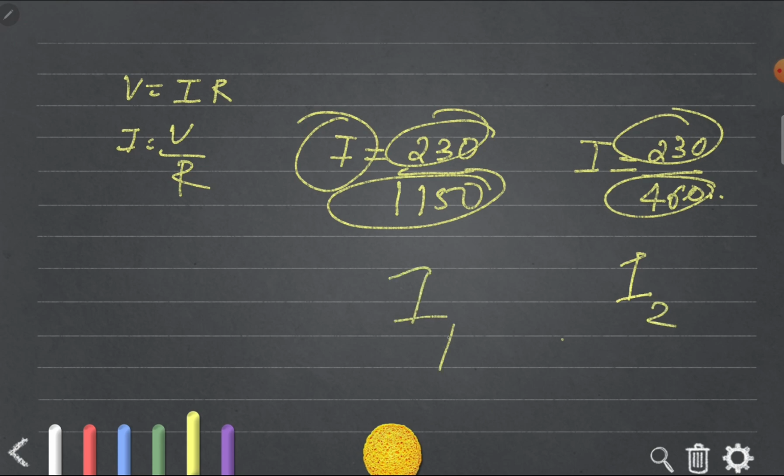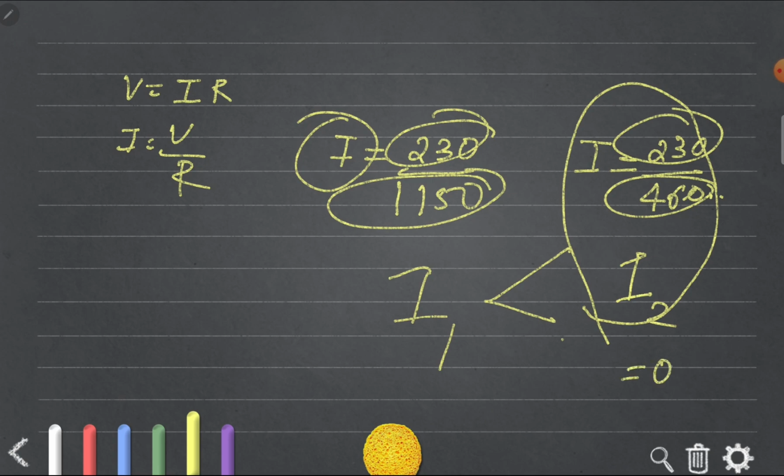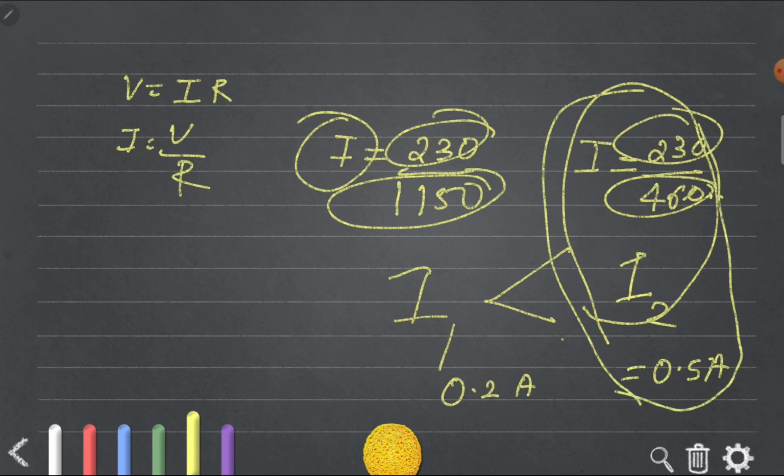As the I value for the second heater is more, more heat energy is produced there. The correct answer is: for the second one the I value is 0.5 ampere, and for the first one it is 0.2 ampere. From this it is obvious that as the I value is more for the second heater, more heat will be produced there. I think it is clear by now.